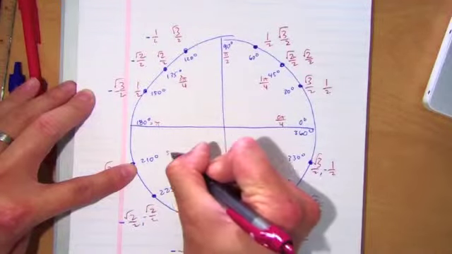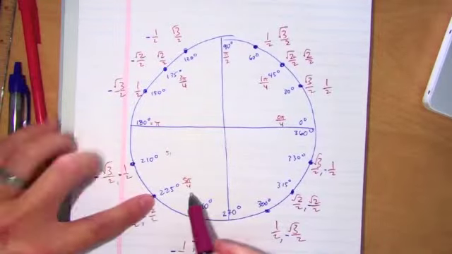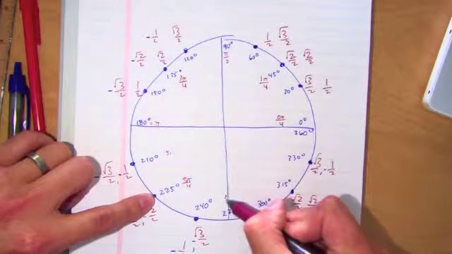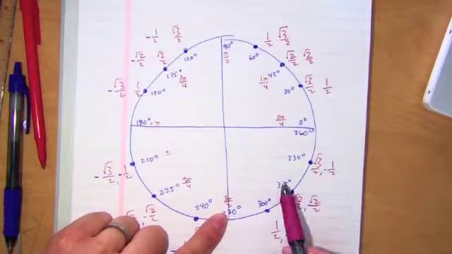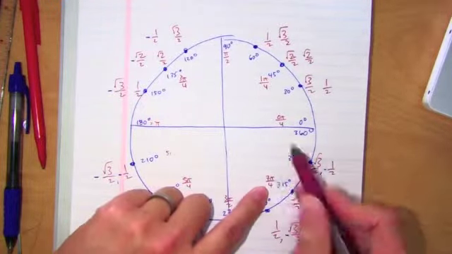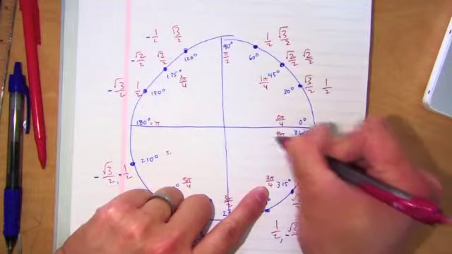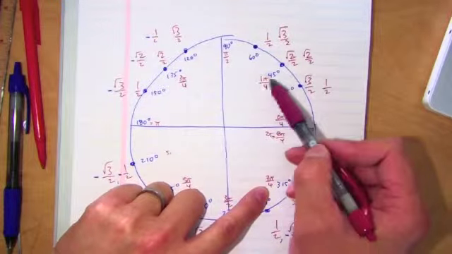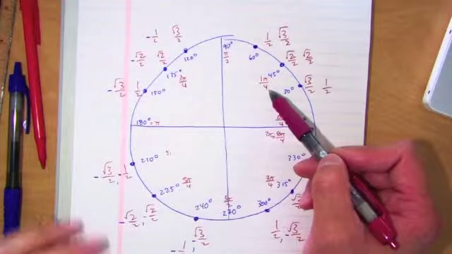5 pi over 4. Oh, I'm sorry, this one. This will be 6 pi over 4, or 3 pi over 2. So 5, 6, and this will be 7 pi over 4. And this will be 8 pi over 4, which is 2 pi. So the hint is you start at the 45 degrees, 4, and it has a denominator of 4.